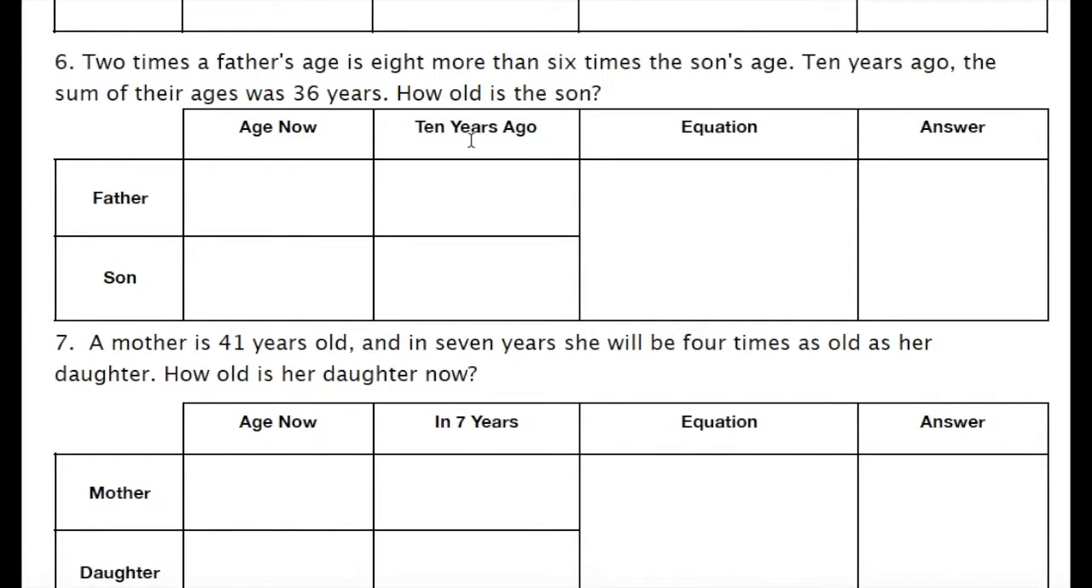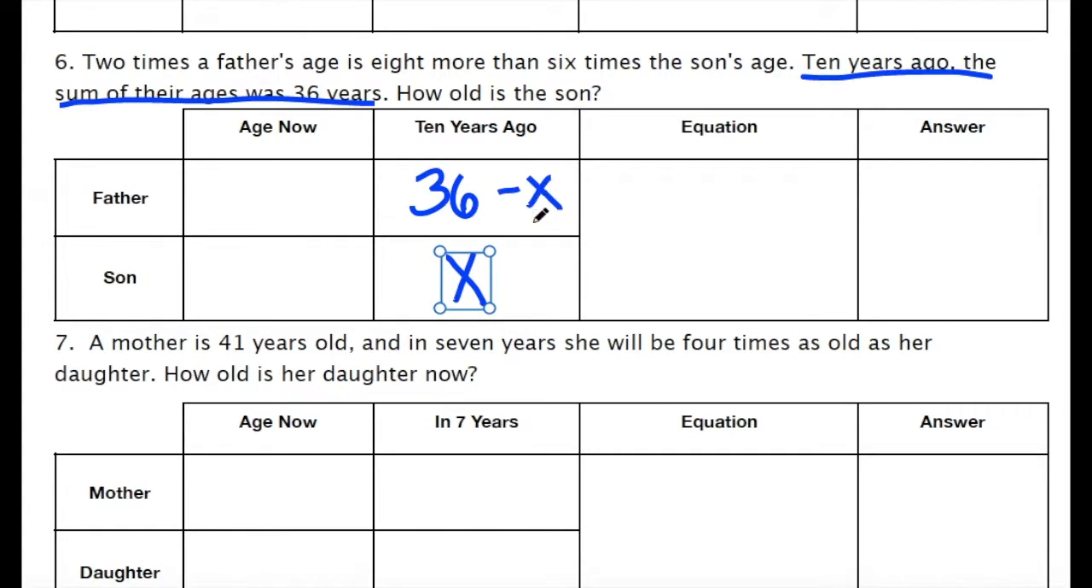For number 6, we have to work backwards a little bit because we're actually going to define our x in the 10 years ago column. I'm looking at the second sentence that says 10 years ago, the sum of their ages was 36. And so if the son was x years old, then the father would have been 36 minus whatever the son was at the time. So for example, if the son was 13, then the father would have been 36 minus 13, which is 23. And then 23 plus 13 is equal to 36.